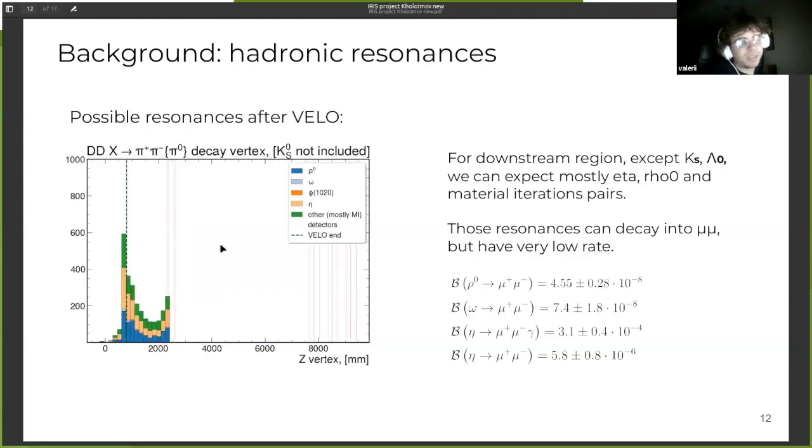Here we discussed a bit about hadronic resonances in the downstream region. As you can see, from here is the VELO end. If particles run out of VELO, they will become downstream tracks, or probably T tracks. So mostly we can expect eta or ρ0 decays. These particles can decay into muons, but they have a low rate.